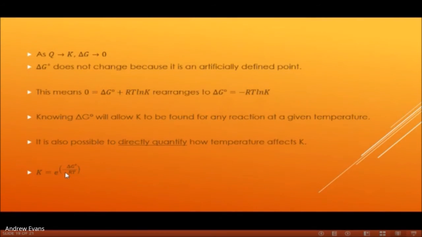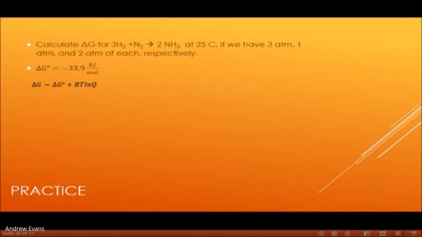Now, how do we get K by itself if we know delta G? First, we would divide both sides by negative RT. You would want to convert delta G into joules. And then you would take the inverse log of both sides to get K by itself. And that's where you get K equals e to the power of negative delta G over RT. But it's possible to find K from G or G from K. As I said, we would wrap this up together by the end.